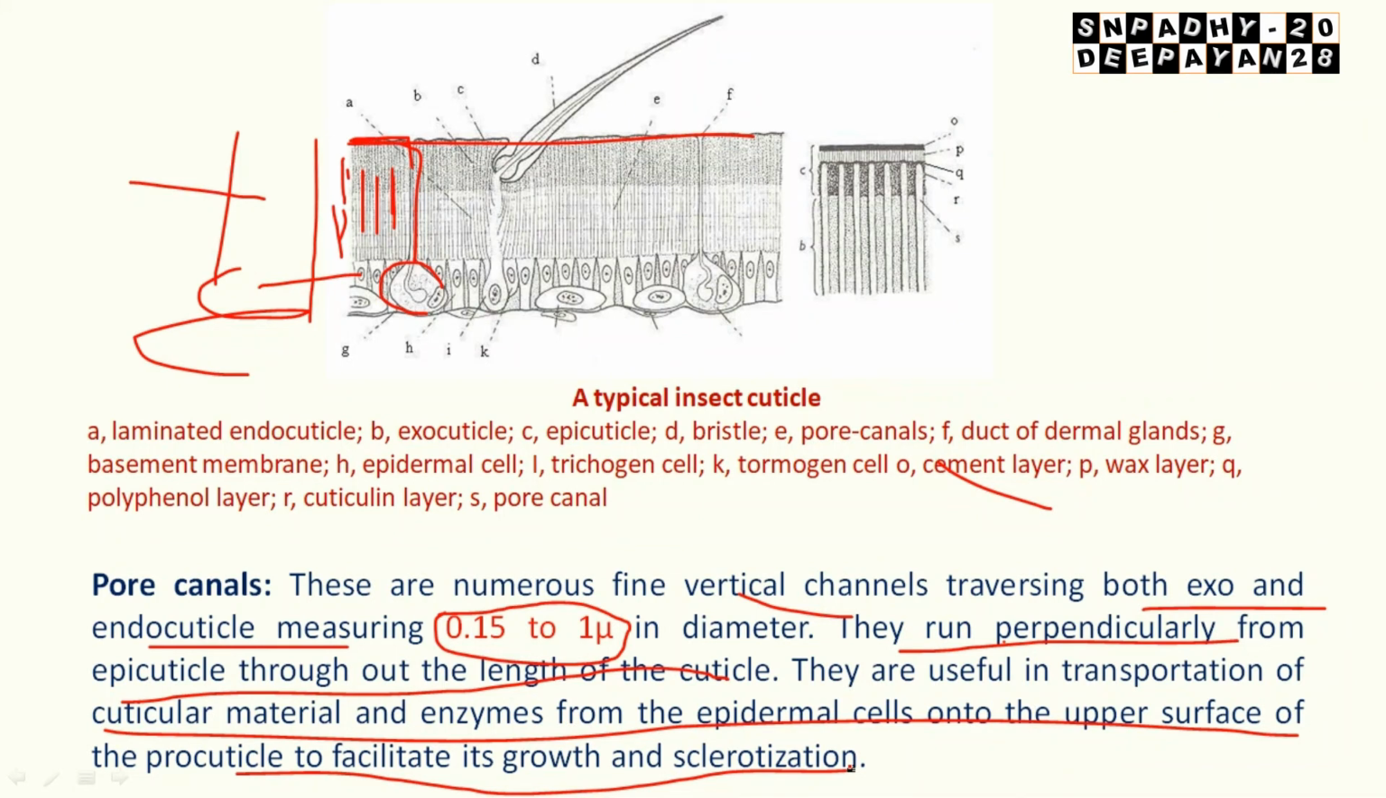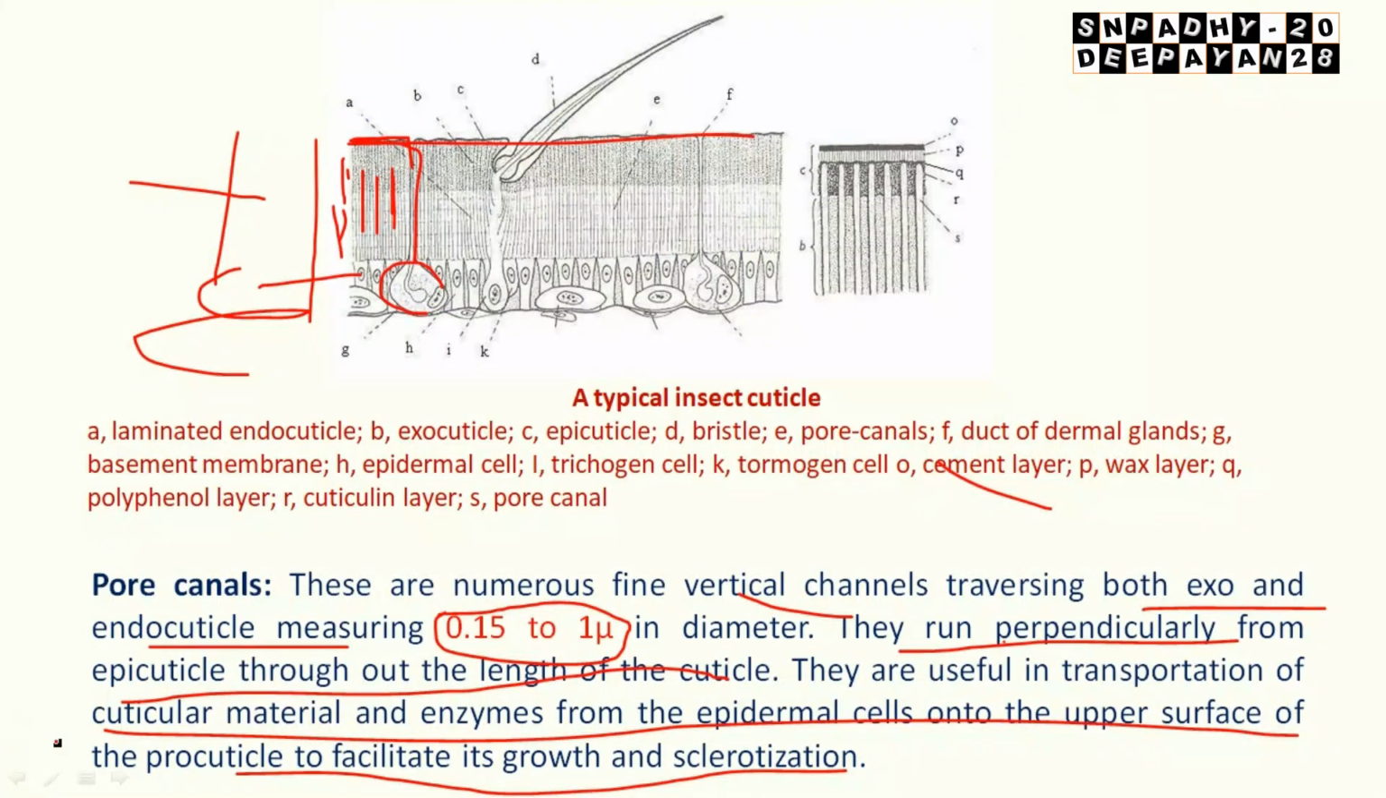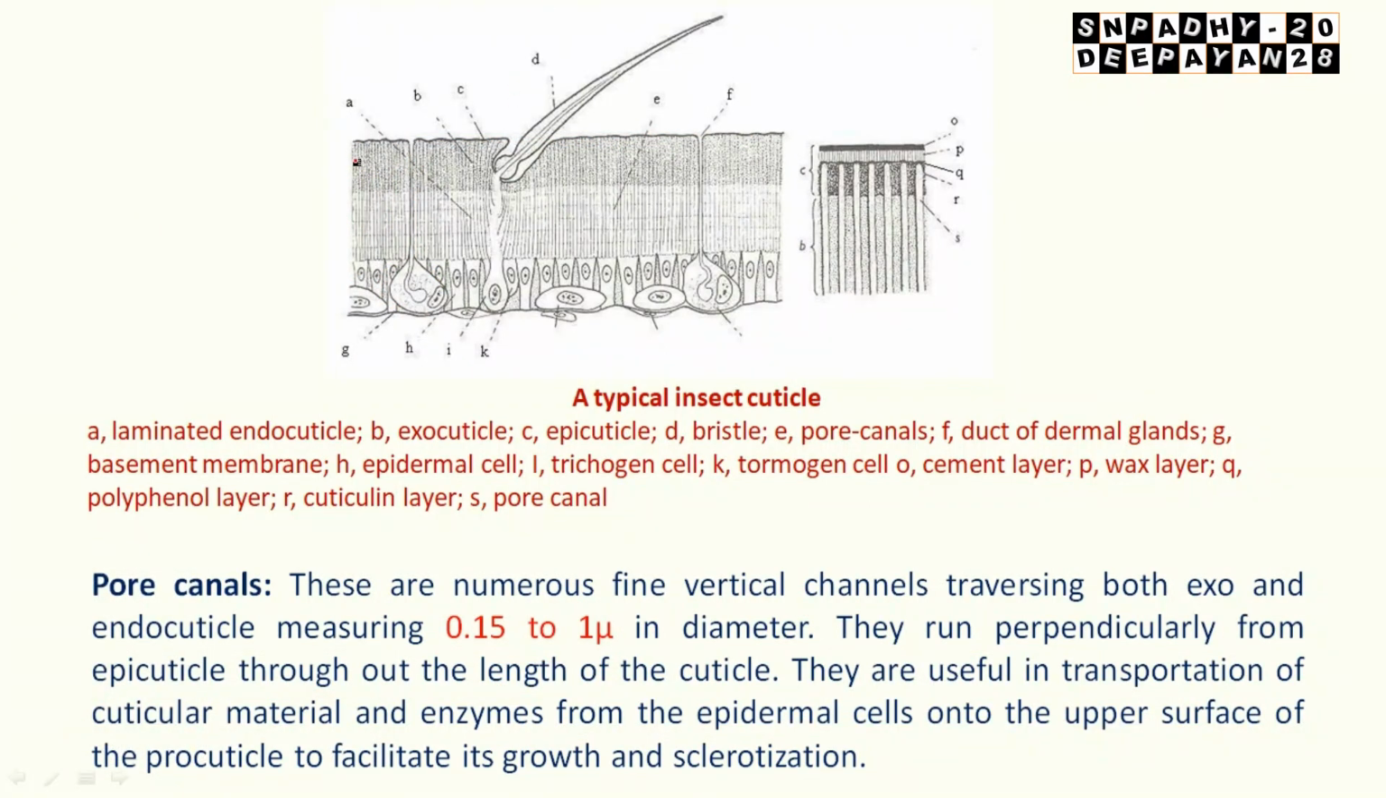Different kinds of processes will be carried out by some enzymes produced by the epidermis, which will come through these vertical channels, which are called as what? Pore canals. Okay. Endoskeleton we will deal with in the next video. Anyway, this video has already become very large. So just try to understand.